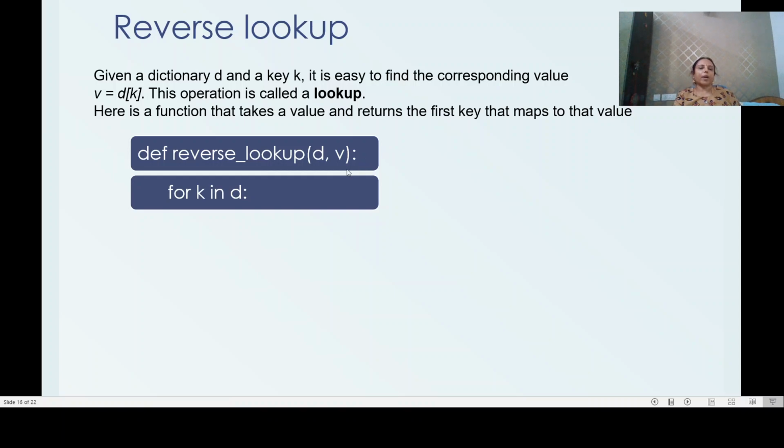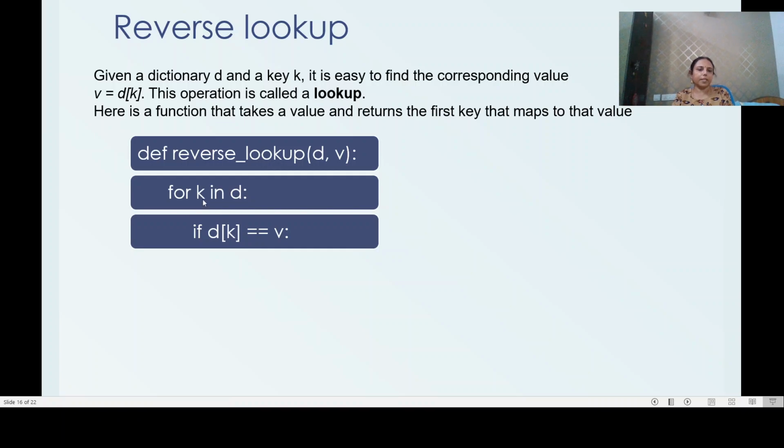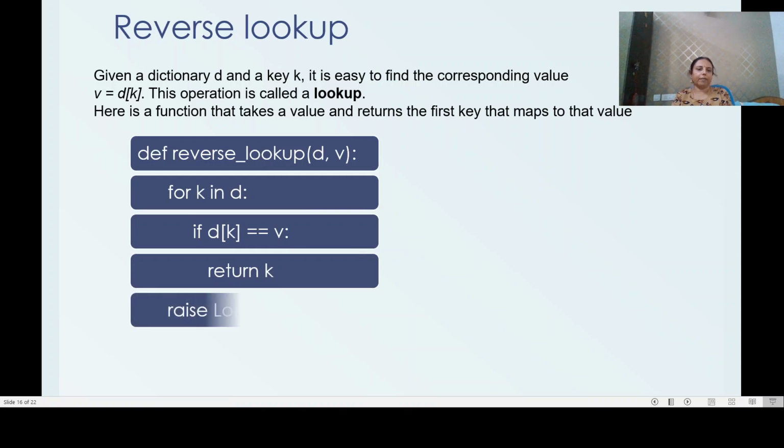So you are looking at the back. Given a key, you can get the value by using v is equal to d of k. Given a value, how will you get the key? What you can do is search the keys and check whether the value for that key, represented as d of k, is equal to the given value. If it is so, then I will return the k. That key will be returned. Otherwise, it will raise the lookup error.